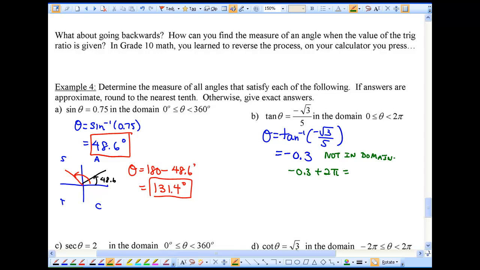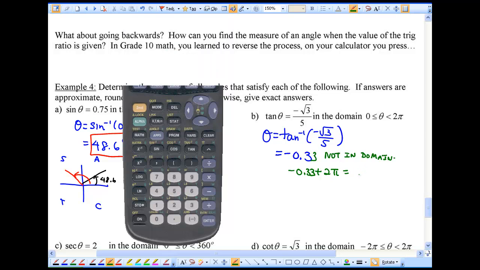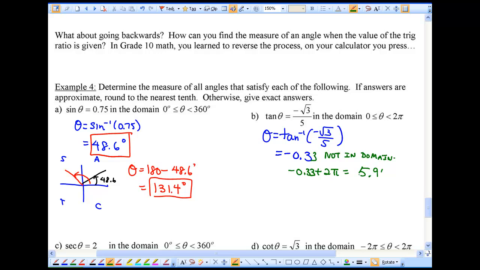I'm actually going to keep 2 decimals this time, just so that we have a little bit more accuracy. I'm going to add to that 2 pi, and we have here 5.95. Okay, so that answer seems to fit in my domain. That's one solution. Now, where's my other solution going to be?